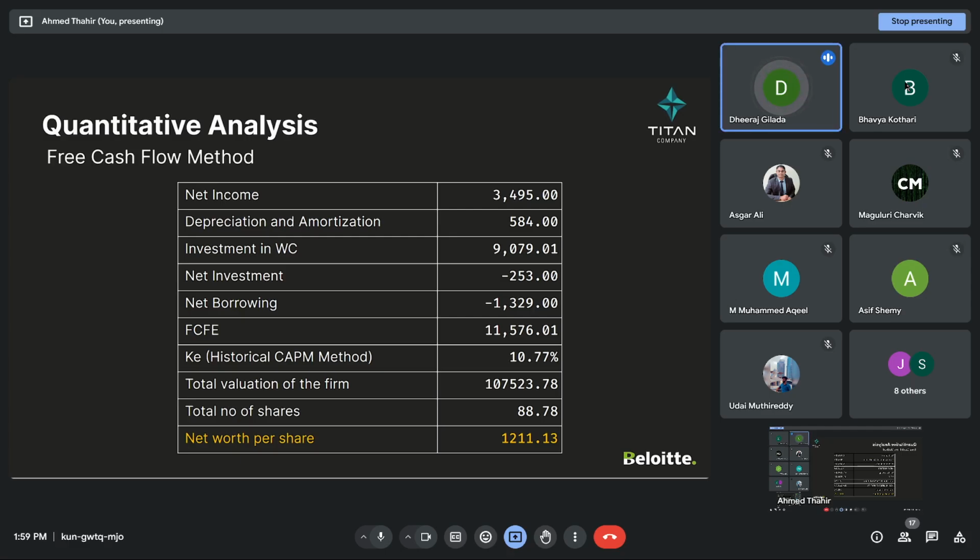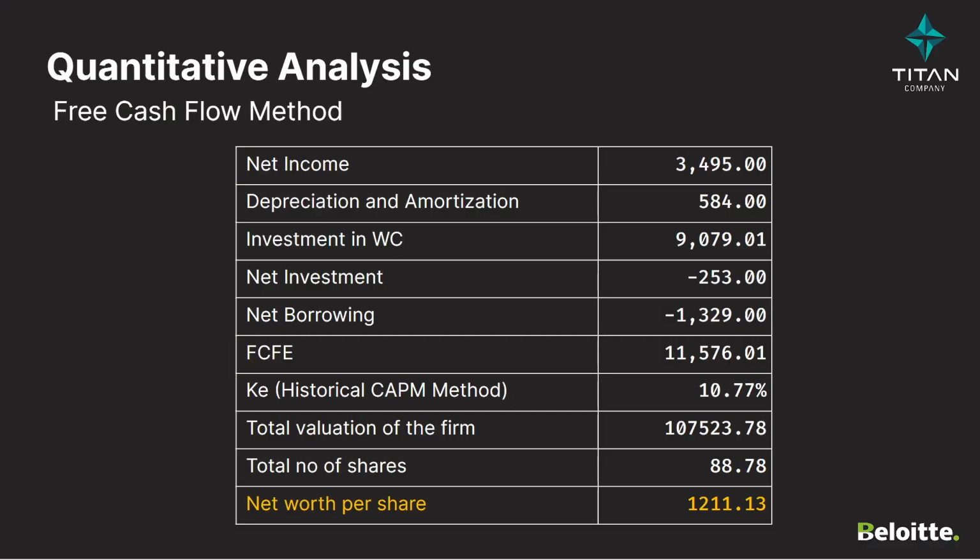Sure, and this is the free cash flow model. So this basically says it has a pretty good valuation, sir, 1,211. But compared to the market price, it's still very less. Seeing the cash flows, I think the market value is already very overblown. So I think it's a little overvalued company. But I'd like Bhavya to continue from here to show the other analysis.